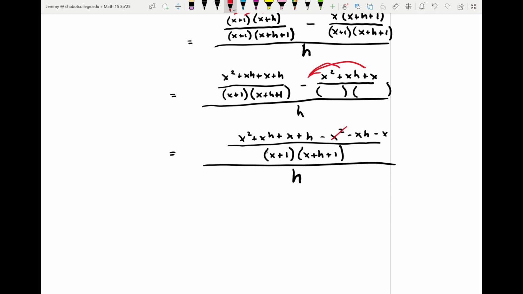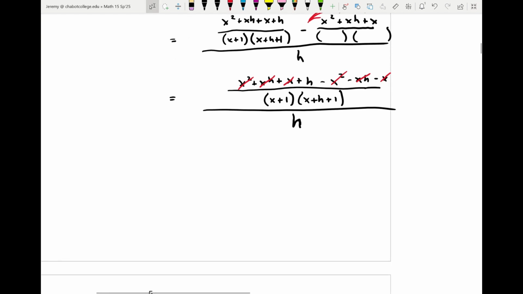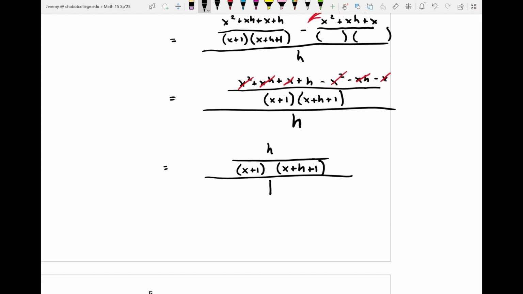This looks pretty good. The x squareds cancel out, the xh's cancel out, and the x's cancel out. And I am just left with h over x plus 1 times x plus h plus 1. That is all in the numerator of the main fraction. We still have that h in the denominator of the big fraction. So now this is that kind of weird scenario where we have a fraction inside of a fraction, and how do we simplify this?